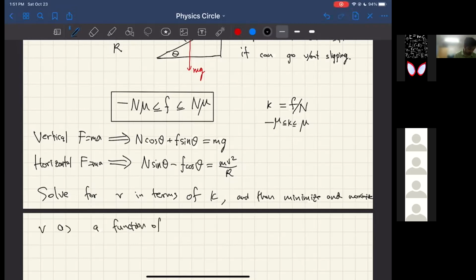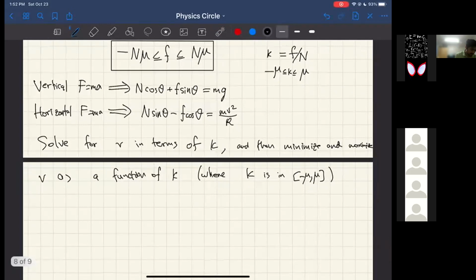Where K is in the interval minus mu to mu. Because there's a range of velocities, a range of speeds which work according to the problem. So the only constraint is that this ratio k must be between minus mu and mu. So we have to use that to figure out what the maximum and minimum velocities are. So let's solve for it in terms of k.